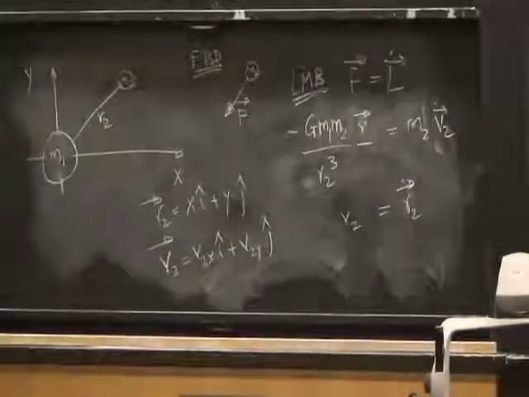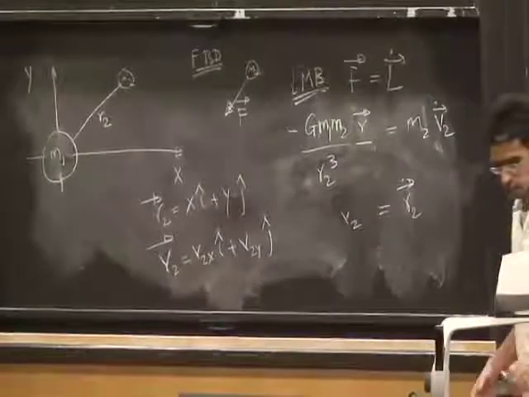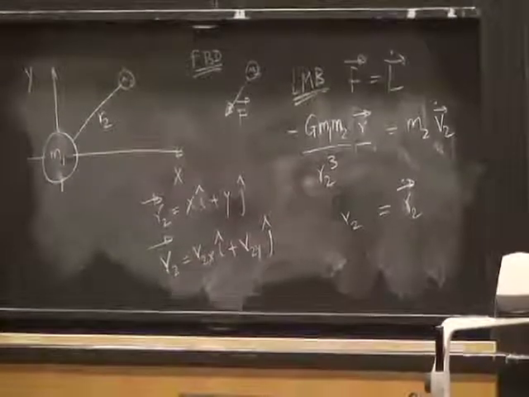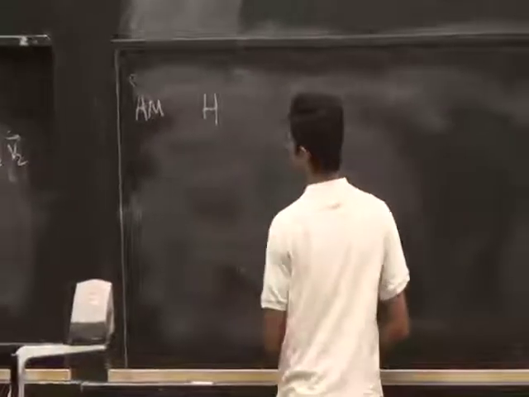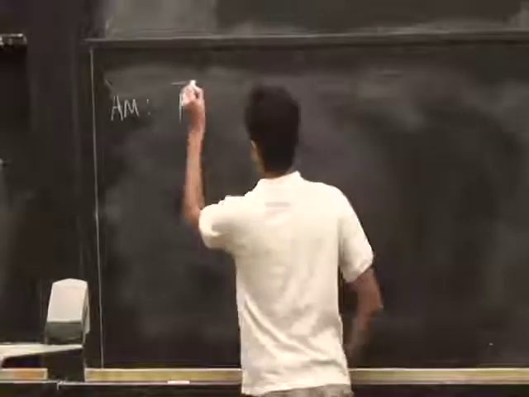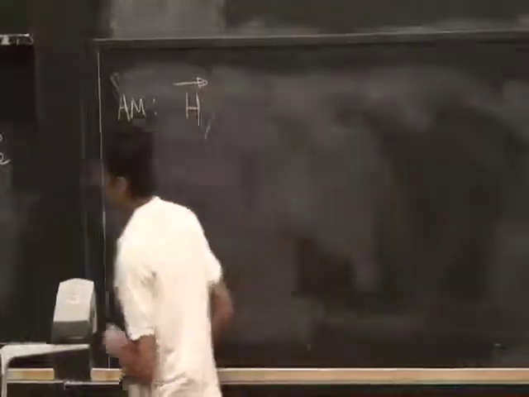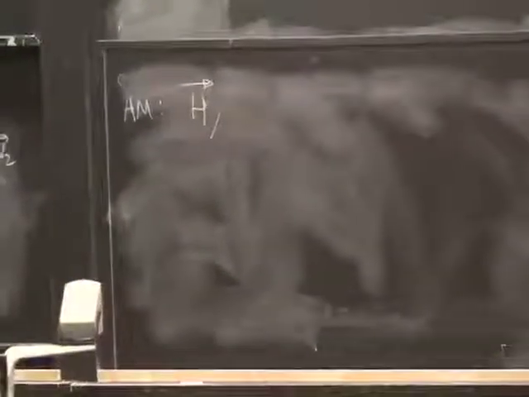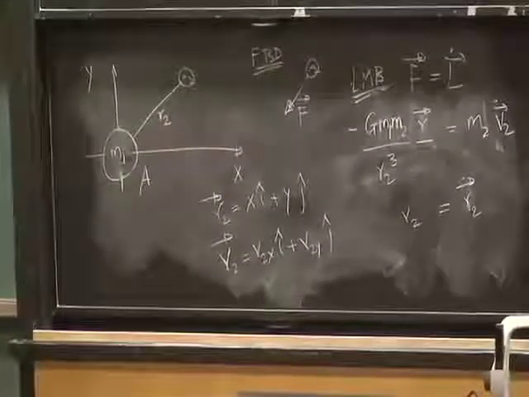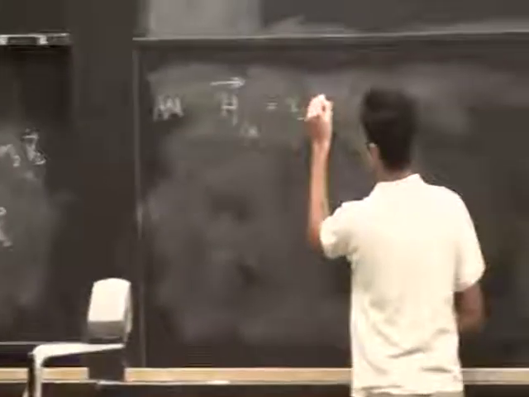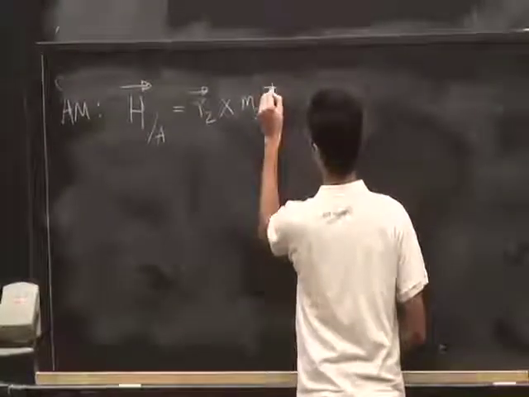Let's look at the angular momentum of the system. The angular momentum, AM, is also given by this letter H, and that's a vector, so I put a vector sign. The angular momentum is typically about a certain point. So let's say we want to find the angular momentum about point A. That's simply R2 crossed with M2 V2.